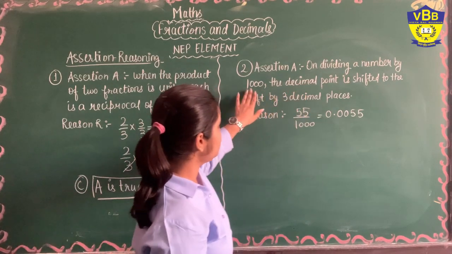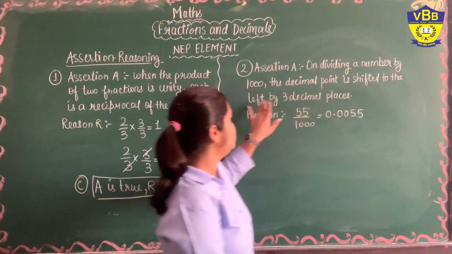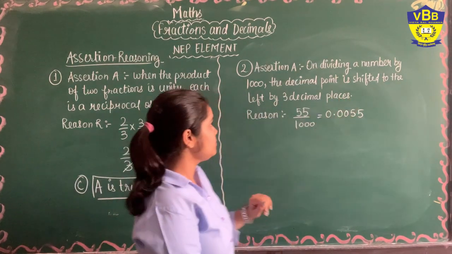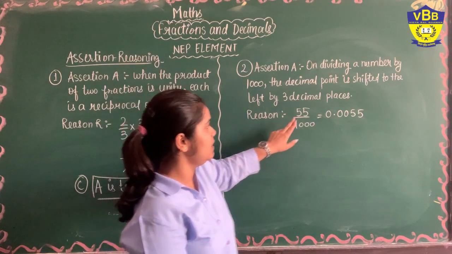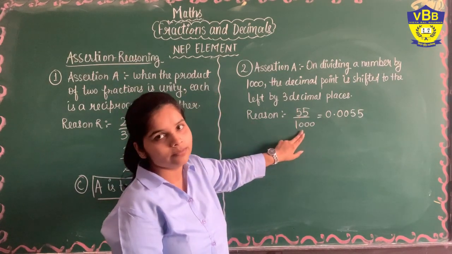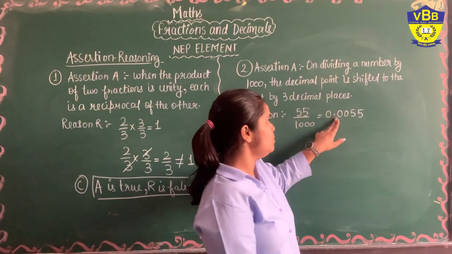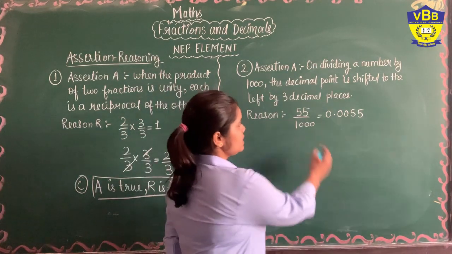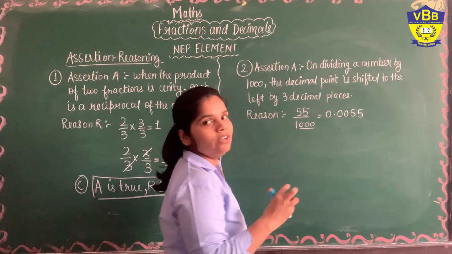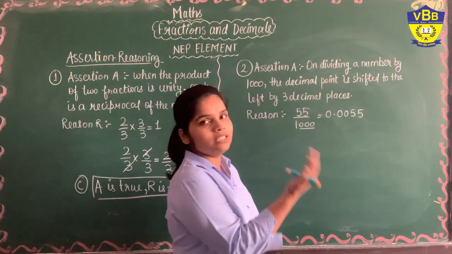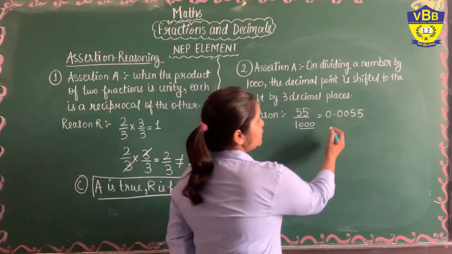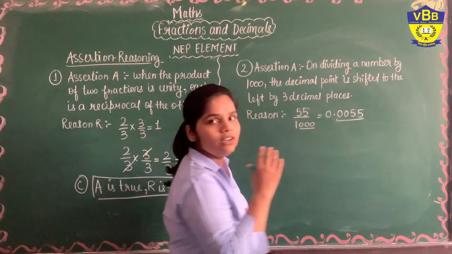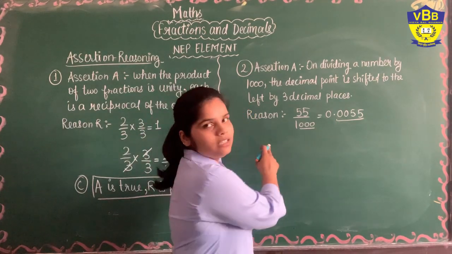So you can read the complete statement. The decimal point is shifted to the left side by 3 decimal places. So this assertion is true. For that, reason R is given that 55 divided by 1000 gives the answer 0.0055. Is it true? This is false. Here it is 1000. 1000 has 3 zeros. That means you will place the decimal after 3 decimal places, not after 4 decimal places. Here the decimal has been placed after 4 decimal places. So this reason is false.